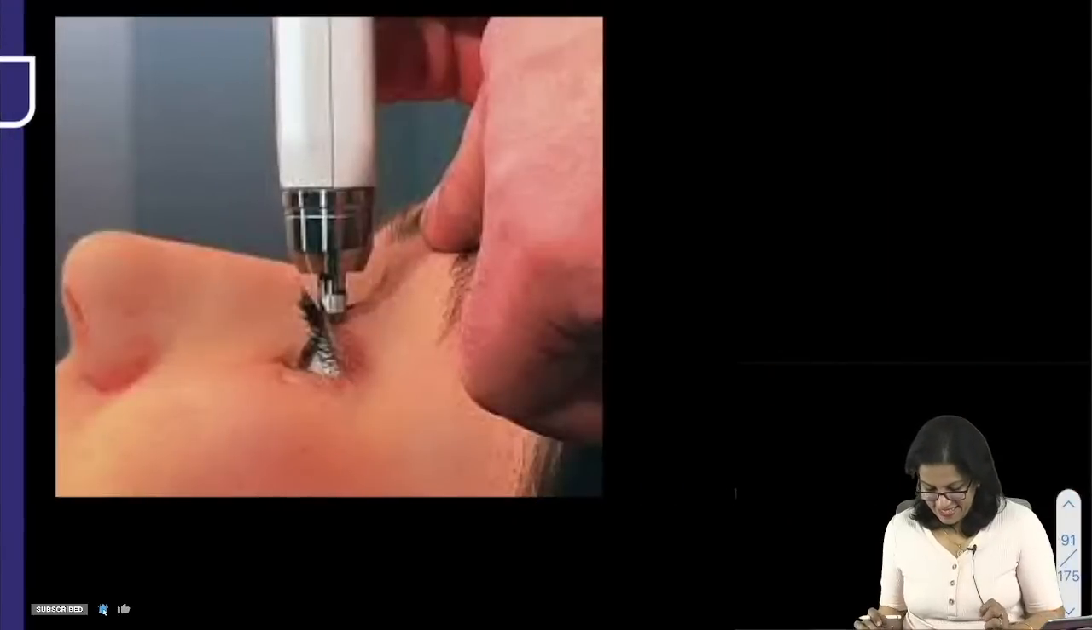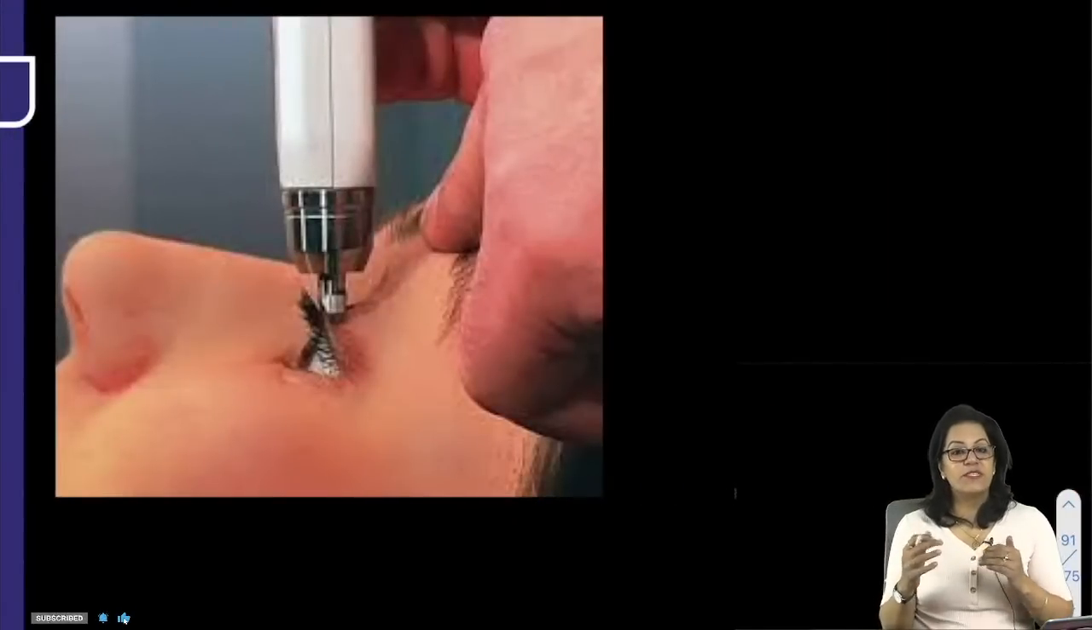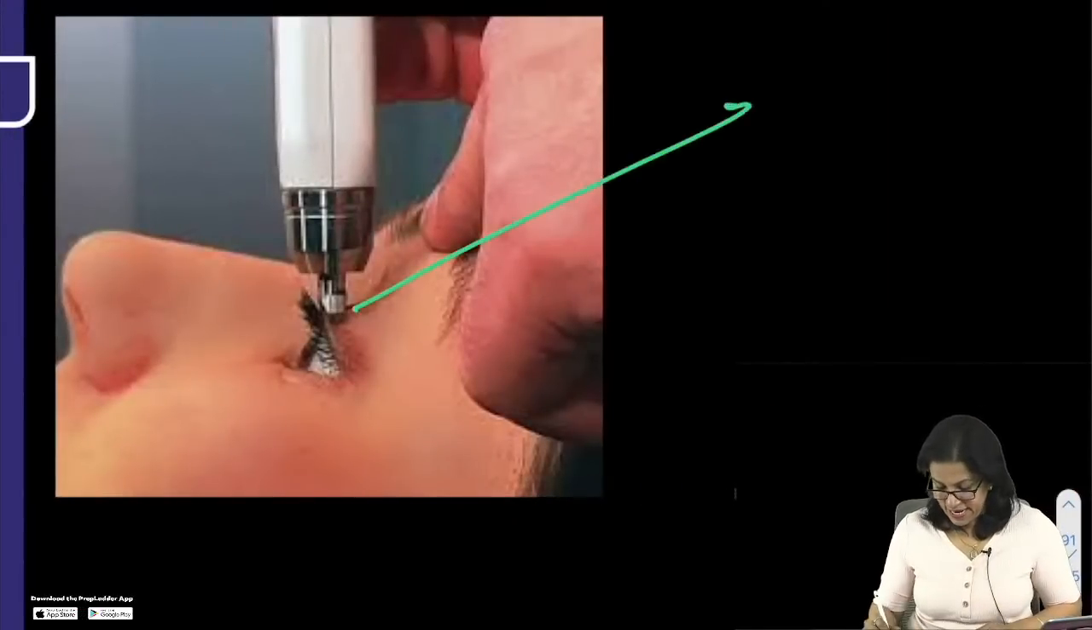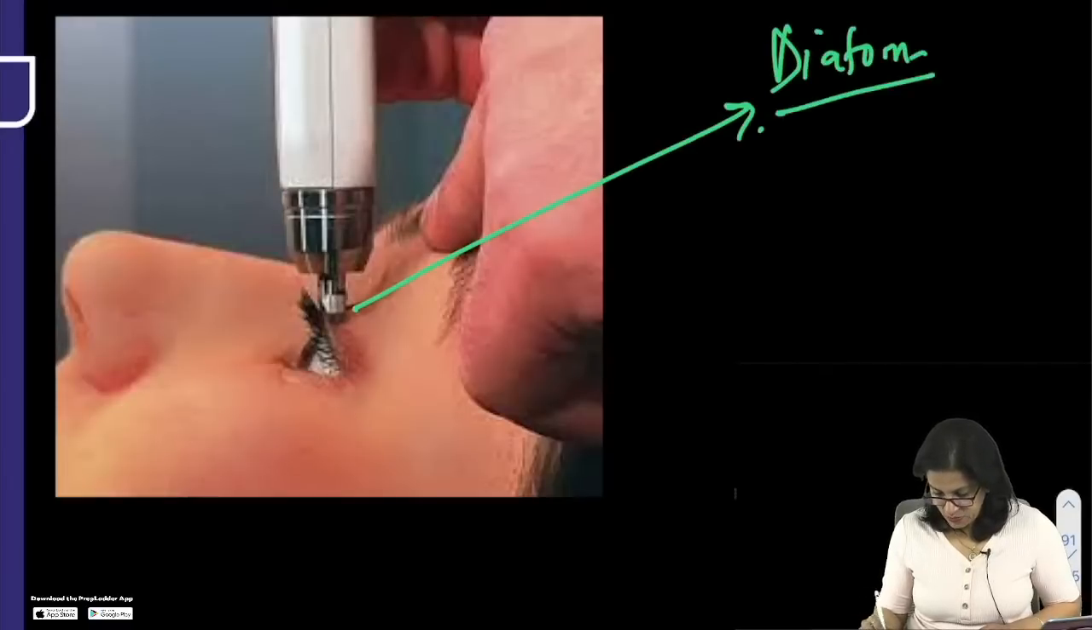Right. And in this tonometer, what do you see? It is over the lids. This is Diaton. It is on the lids. Okay, so this is the Diaton tonometer. Remember this.